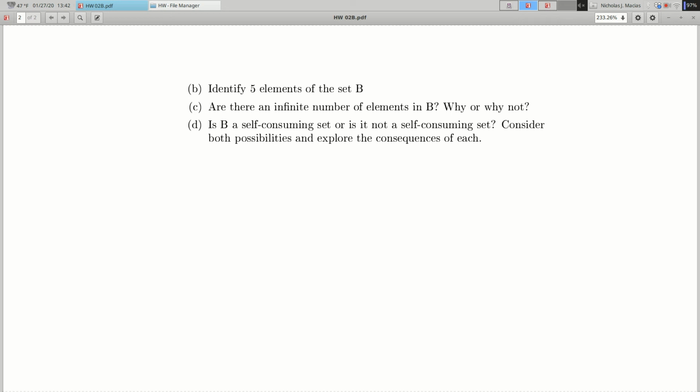Okay, so here's the real kicker. Is B a self-consuming set, or is it not a self-consuming set? So pick one of these and see where that leads you. Assume B is self-consuming, or not, right? And see where it leads you. So that's what I want you to spend about 5-10 minutes in your groups talking about, working out on the board, thinking about. So explore this question. Is B a self-consuming set?